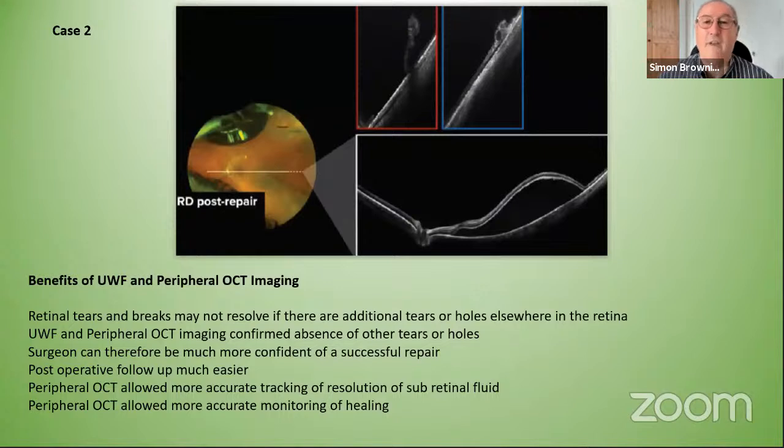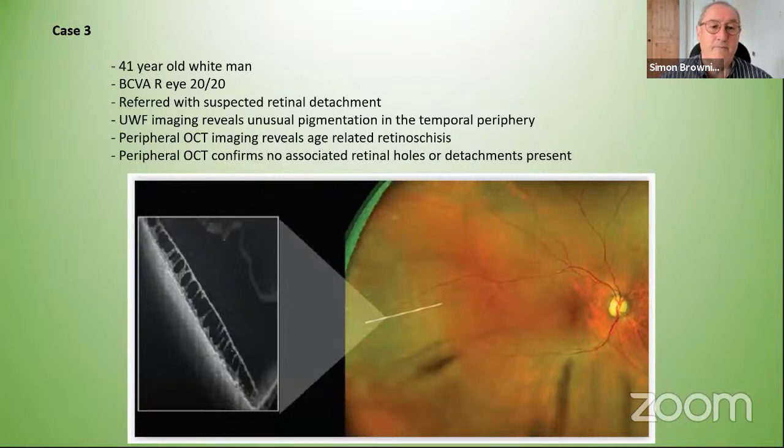So the benefits here were that the retinal tears and breaks may not resolve if there are additional tears or holes elsewhere in the retina. The surgeon can therefore be much, much more confident of a successful repair with this extra knowledge. Post-op follow-up is much, much easier, and therefore the patient was more accurately treated.